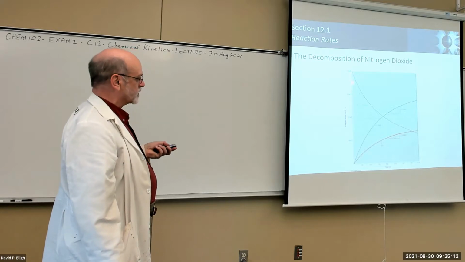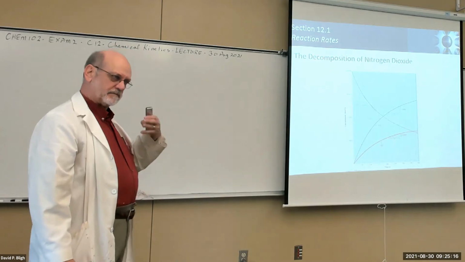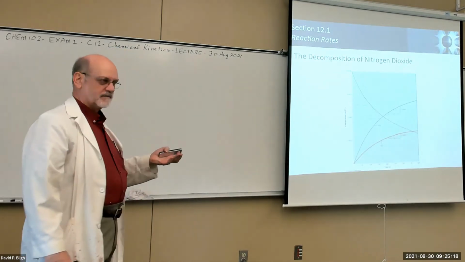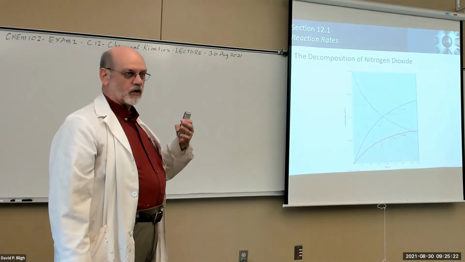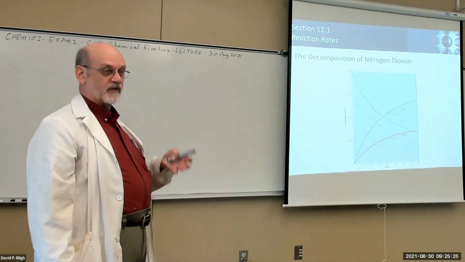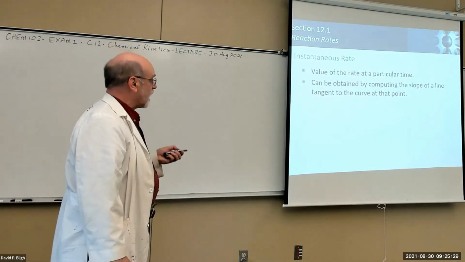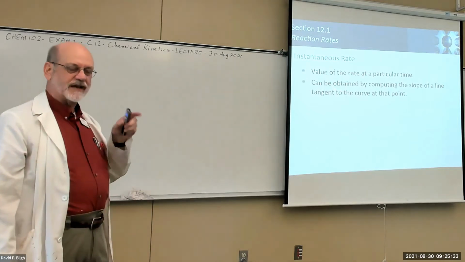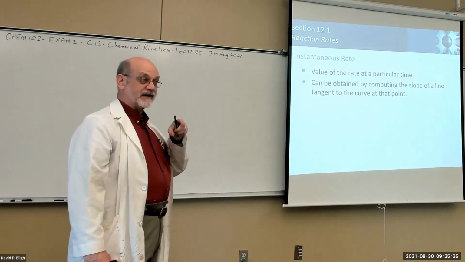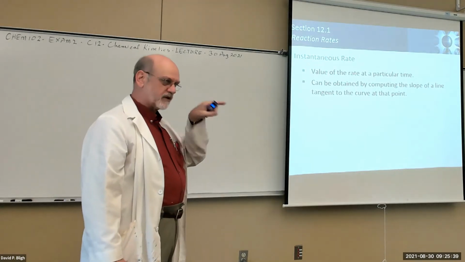Now, if the curve is very shallow, then the tangent approaches the slope of the curve, or the curve approaches the slope of the line. Okay, so that's the concept of instantaneous rate. Wherever the tangent touches that line, the slope of that straight line is the slope of that curve at that particular point.